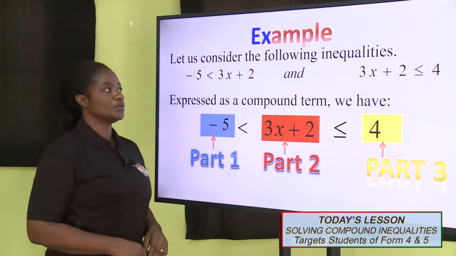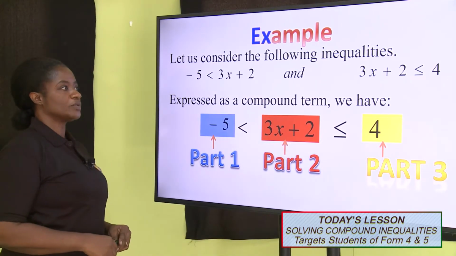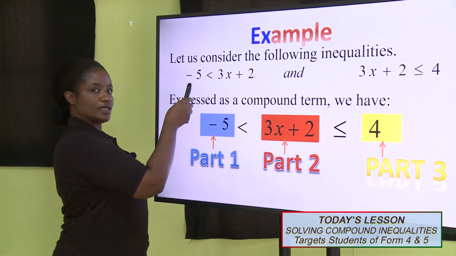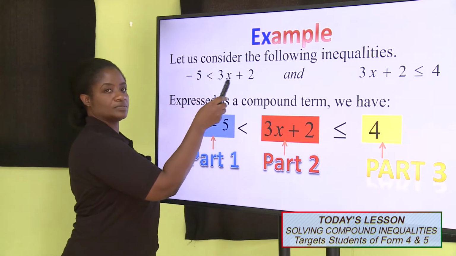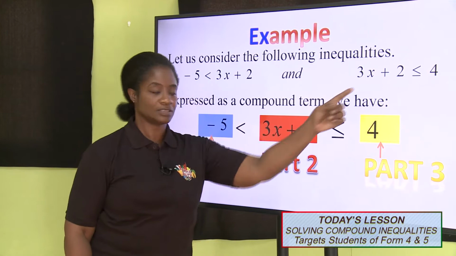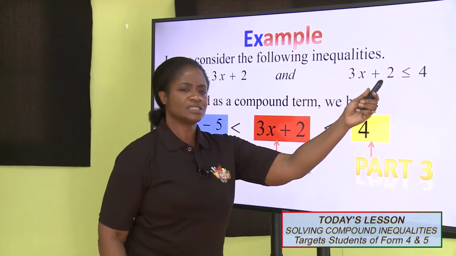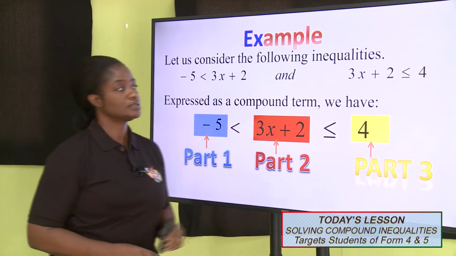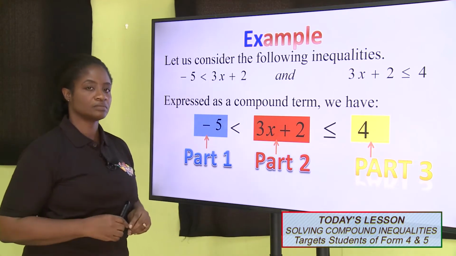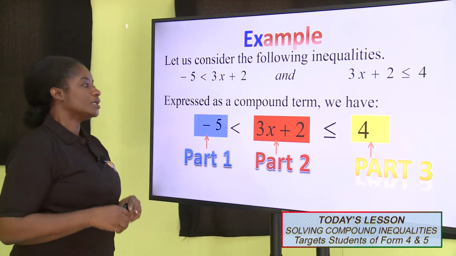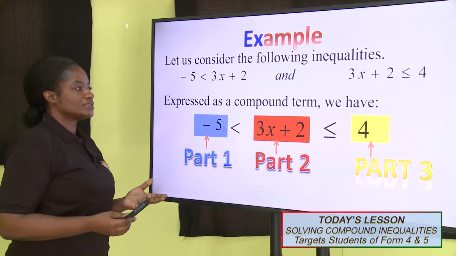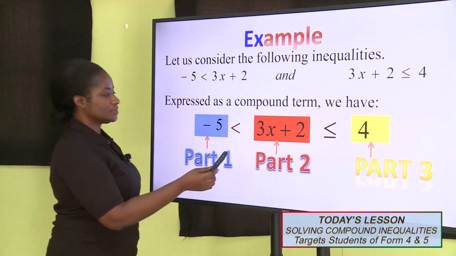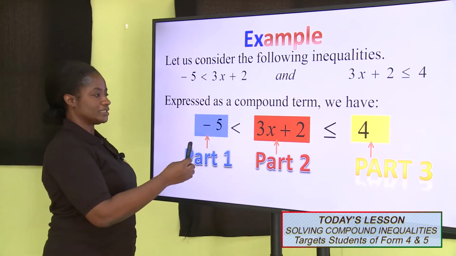Let us examine a compound inequality. Now, let us consider the following example. We have 3x plus 2 is greater than negative 5, or we say negative 5 is less than 3x plus 2. But then at the same time, that's why we have the and, 3x plus 2 is less than or equal to 4. Do you know that we can combine this inequality statement and that inequality statement into one? Oh yes, and that is why it is called a compound inequality. So expressed as a compound term, we have 3x plus 2 is less than or equal to 4, and at the same time 3x plus 2 is greater than negative 5.